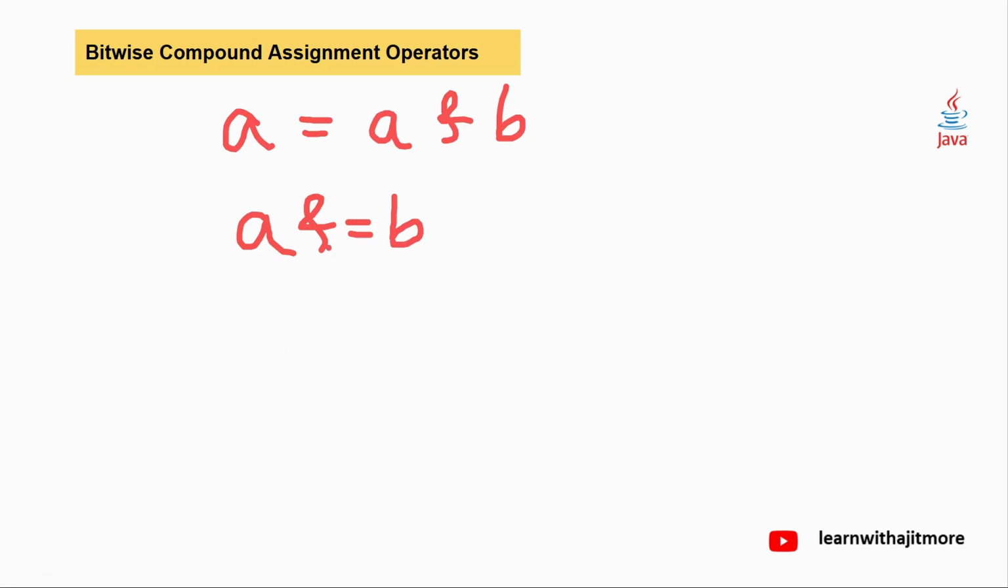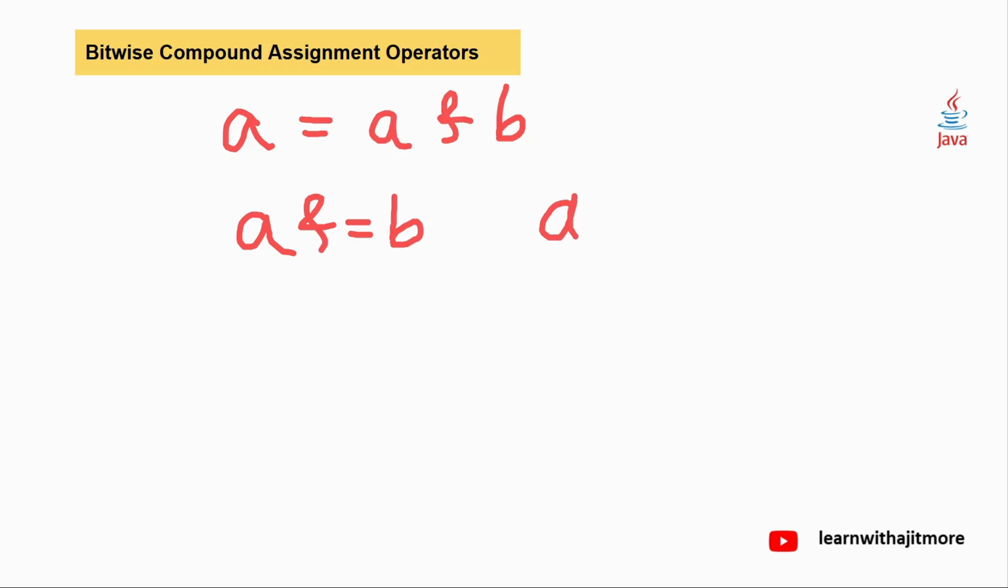Understanding? A &= B. So this is a dual operation. It is doing bitwise ANDing as well as assignment. A and B are ANDed, and the result is stored in A. There is only one speciality about this compound bitwise operator, that it does implicit casting.